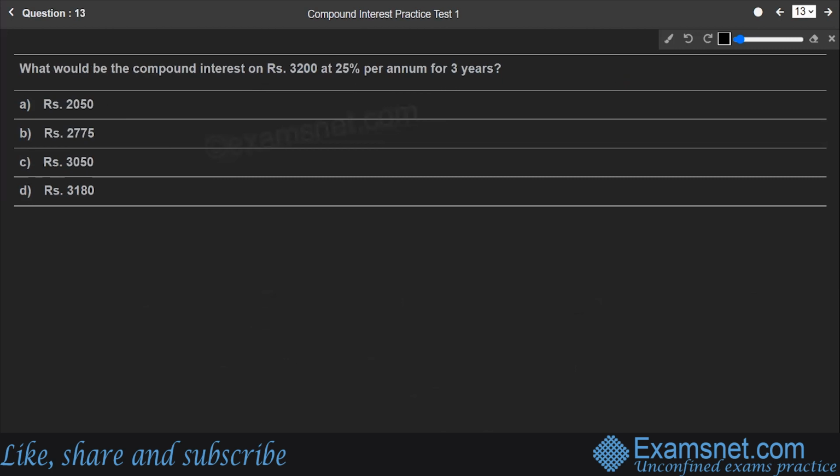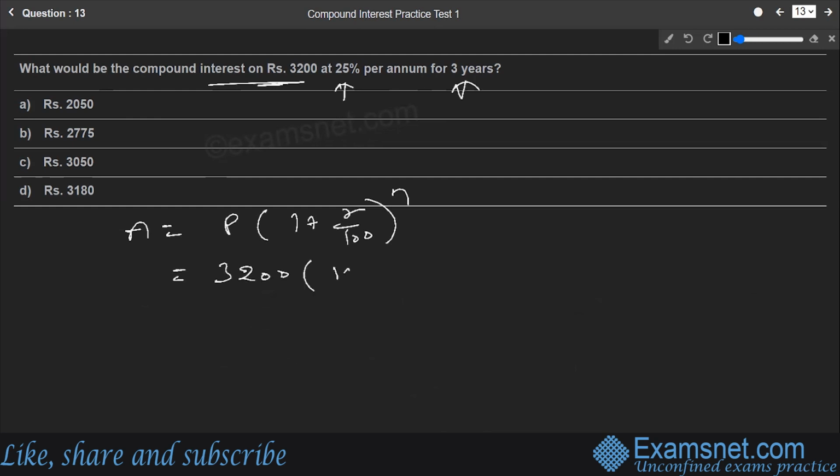13. What would be the compound interest on rupees 3,200 at 25% per annum for 3 years? So this is going to be a simple question. The formula for compound interest can be used, and the formula for the amount can also be used. If we are supposed to find the amount value, then it is going to be principal into (1 plus R over 100) to the power n. So let us find the amount value. Amount is 3,200 into (1 plus 25 over 100) to the power 3.